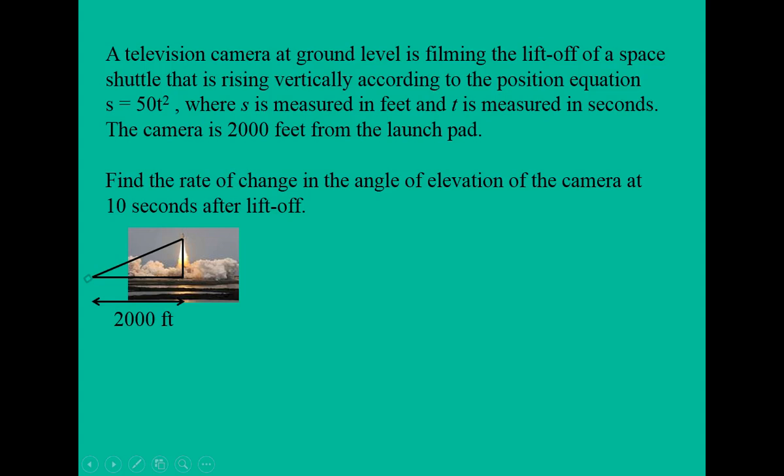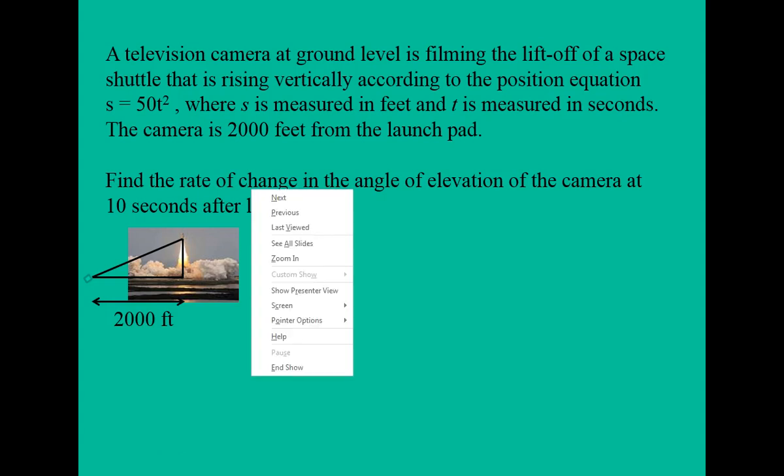A television camera at ground level is filming the liftoff of a space shuttle that is rising vertically according to the position equation S equals 50 t squared, where S is measured in feet and t is measured in seconds. The camera is 2,000 feet from the launch pad. Find the rate of change in the angle of elevation of the camera at 10 seconds after liftoff. So try to work through this problem.